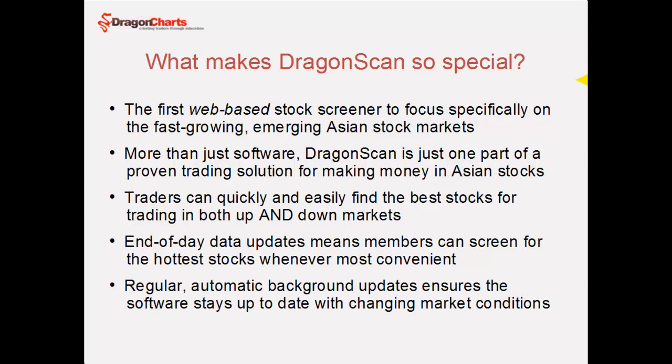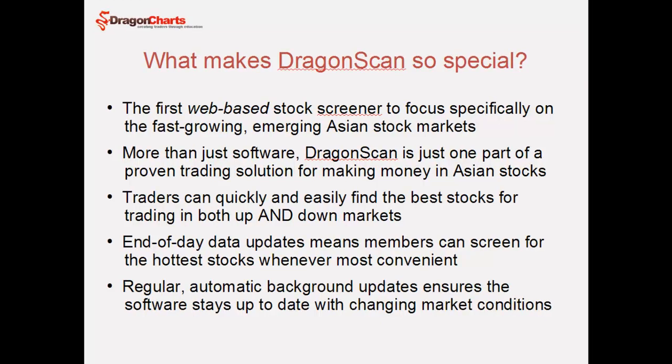Regular automatic background updates ensures the software stays up to date with ever-changing market conditions. Some software programs out there, they work at one time, but after the software is created, updates are no longer applied, therefore making it very difficult to keep up with changing market conditions. But with DragonScan, we continually are working to provide you with the latest technology and the latest scans to make sure that you can continue to make money regardless of market conditions.